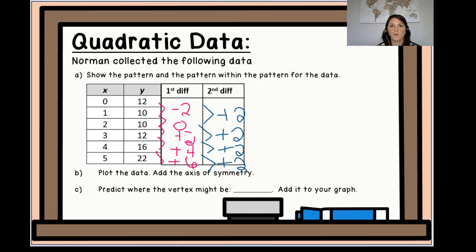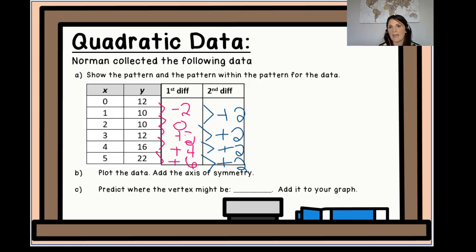Okay, looking at our pattern within the pattern, or the second differences, we have the same number going down the entire column. So positive 2, positive 2, positive 2, and so on all the way down. Okay, so part B here says plot the data, add the axis of symmetry. So we've plotted the data already. So we're going to go ahead and add the axis of symmetry.